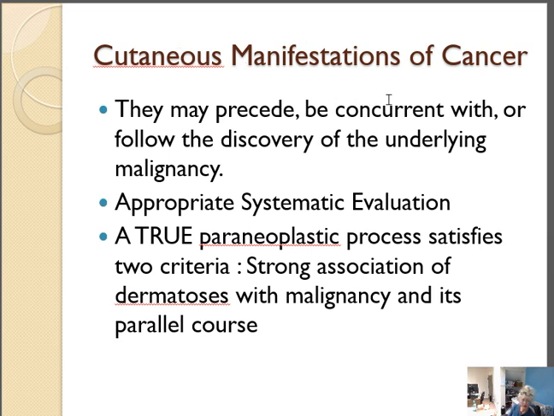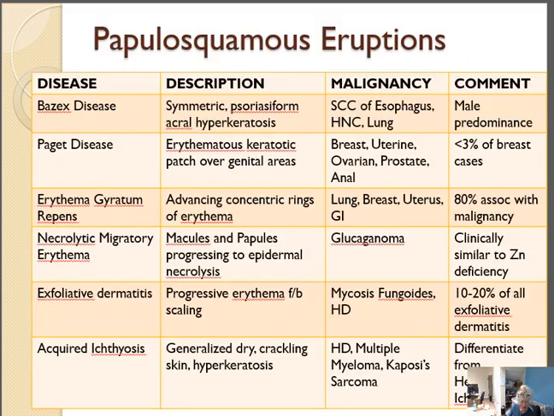The cutaneous manifestations of cancer may precede, occur concurrently with, or lead to discovery of an underlying malignancy. A true paraneoplastic process satisfies two criteria: a strong association of the dermatosis with malignancy and its parallel course. So while it can be a differential diagnosis, it can't really stand on its own without other significant identifiers that it could be a cancer.